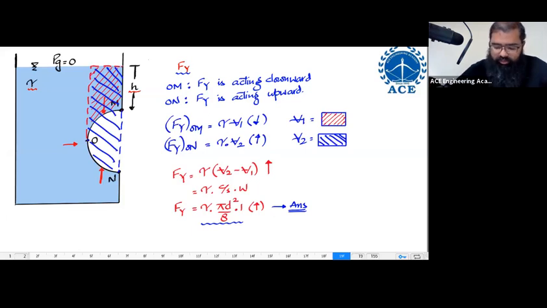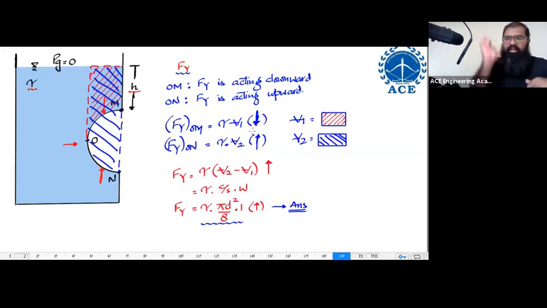I hope you're following this thing. Very good. Now, how V2 minus V1? See, V2 is acting in upward direction. V1 is acting in downward direction. Therefore, V2 minus V1. Are you following? Our direction sense is different. This force is acting upward. This force is acting downward.